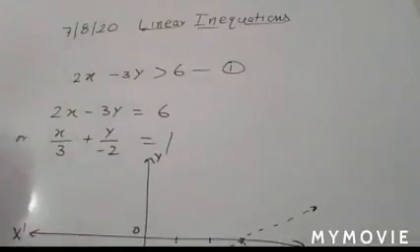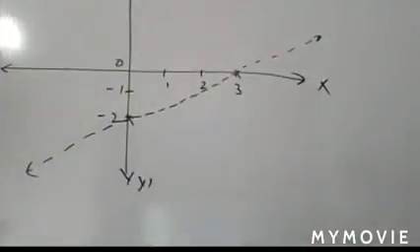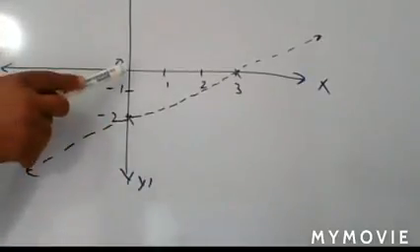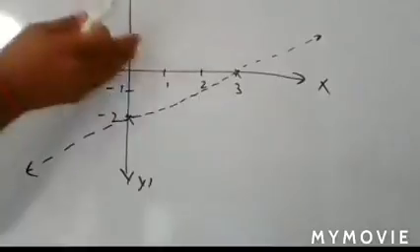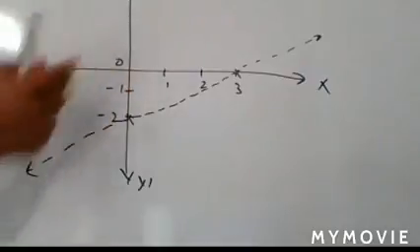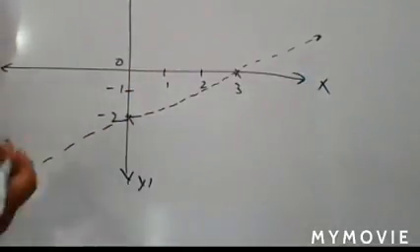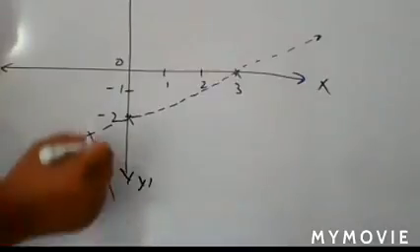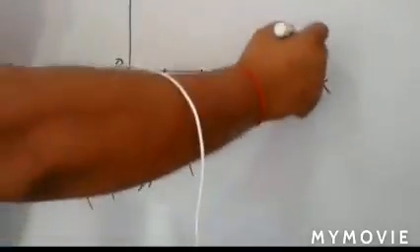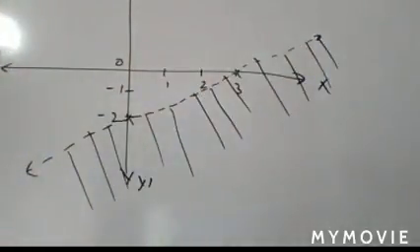So your solution exists in such a way that it cannot contain the origin. Here your origin portion is above this line. So the solution does not contain the origin. You mark the solution portion away from the origin. So your solution exists away from the origin. This is the method of solving any inequation graphically in two variables. Yes, noted. Has everybody cleared this concept?